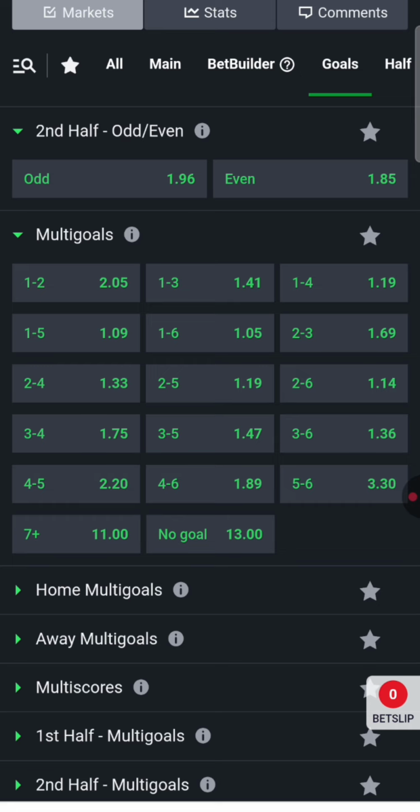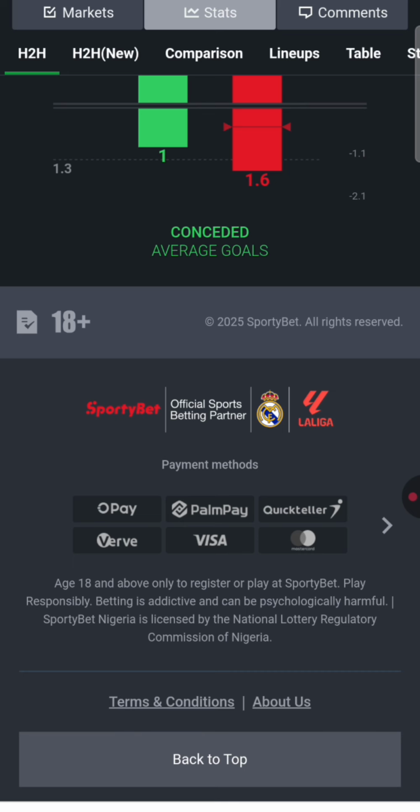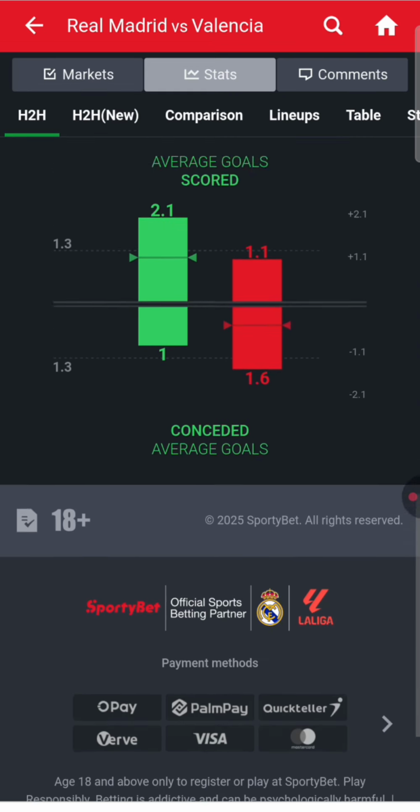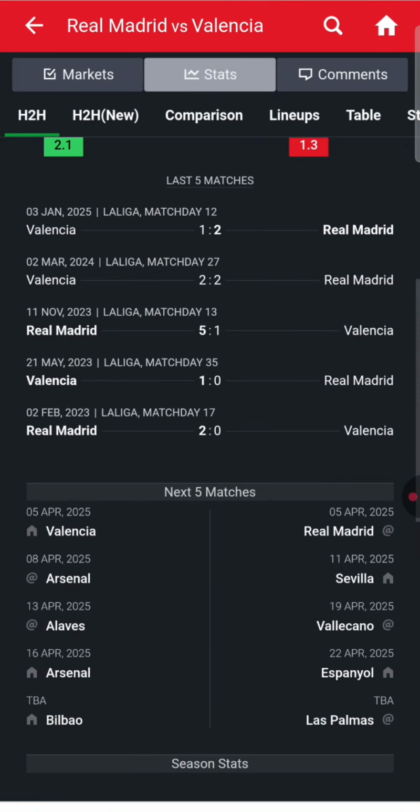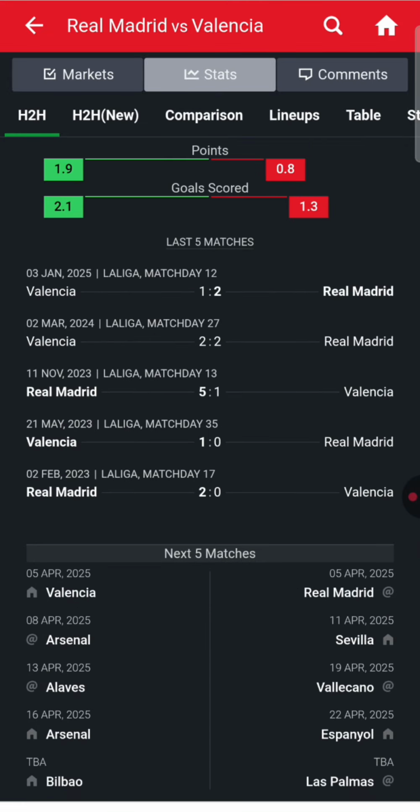So these are the indications. Now, based on our statistics, based on our H2H, we found out the list has been over 1. Now the highest there has been 5-1. Now for you to check this, you check the recent. The recent is 2-1, 2-2.